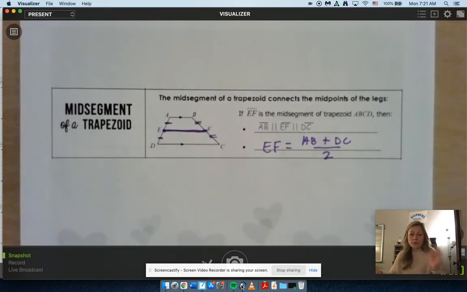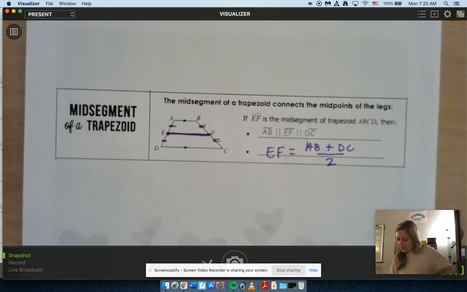And think about it, that's how you find the midpoint of two ordered pairs. You take your x coordinates, add them up, divide by 2, take your y coordinates, add them up, divide by 2, and you get the midpoint. Doing the exact same thing here to find the mid-segment. See, math, things always connect. It's just a matter of, are you making those connections?